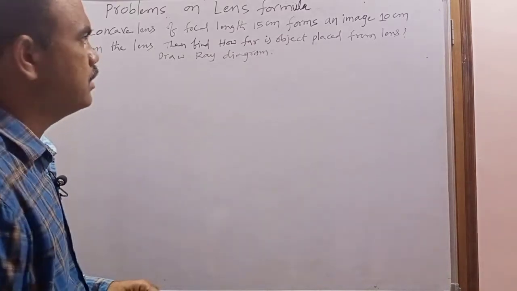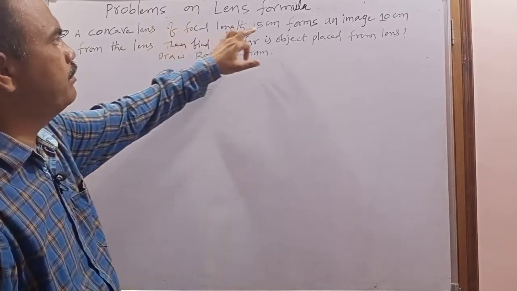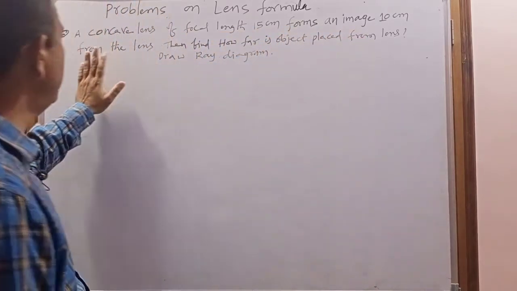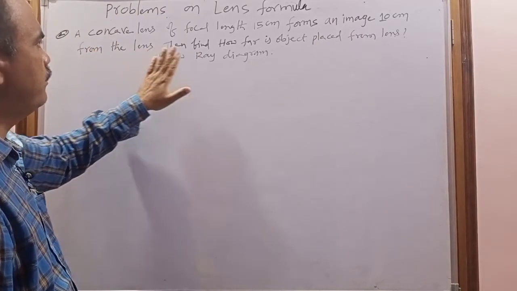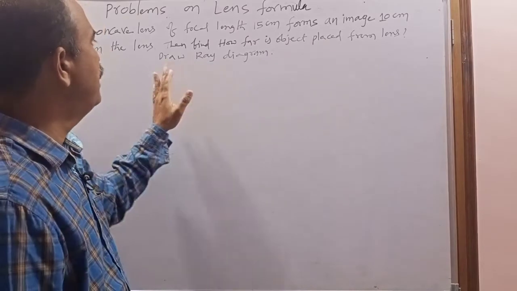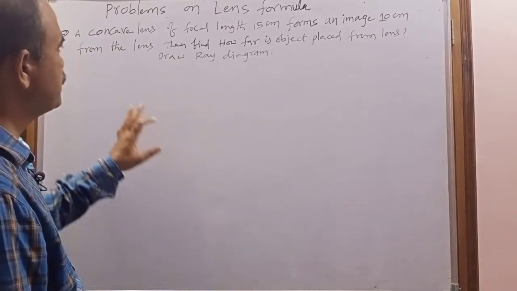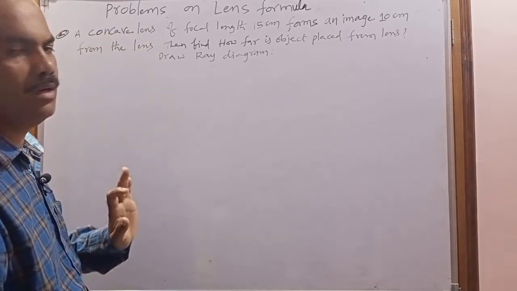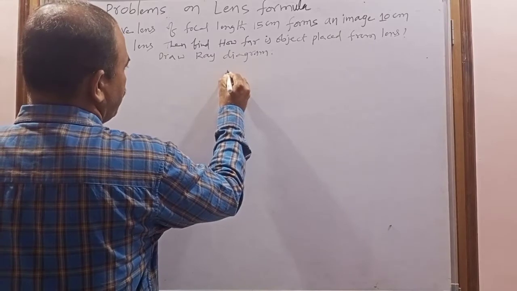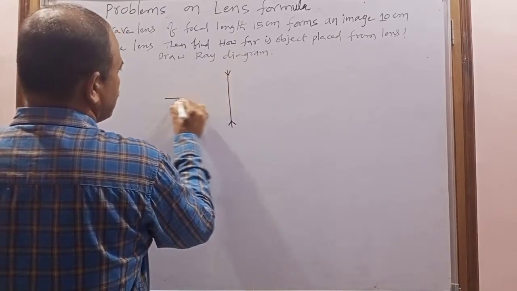Now coming to the second problem. The second problem is: a concave lens of focal length 15 centimeter forms an image 10 centimeter from the lens. Then find how far the object is placed from the lens and draw a ray diagram. So now this problem belongs to which type of lens? Concave lens, or diverging lens. So this is a concave lens.